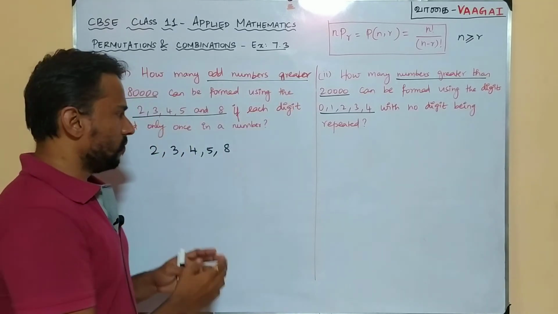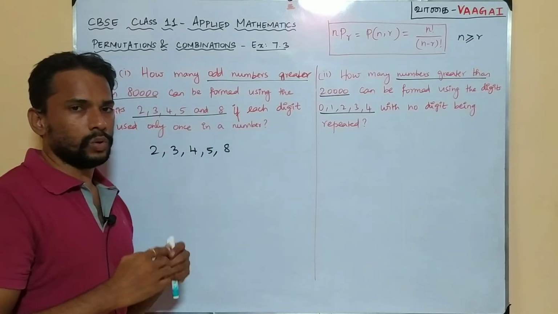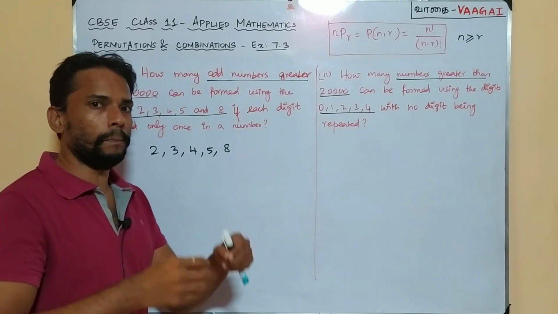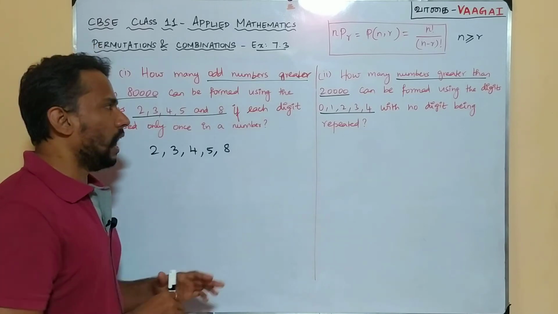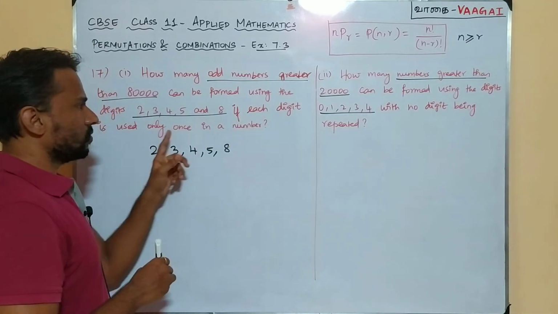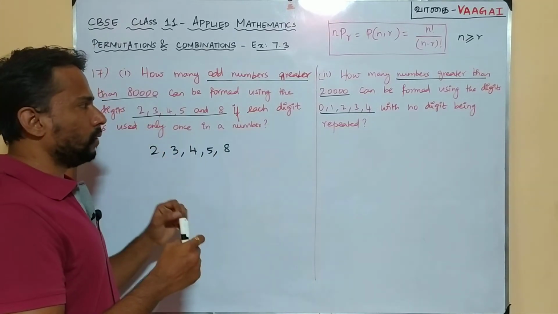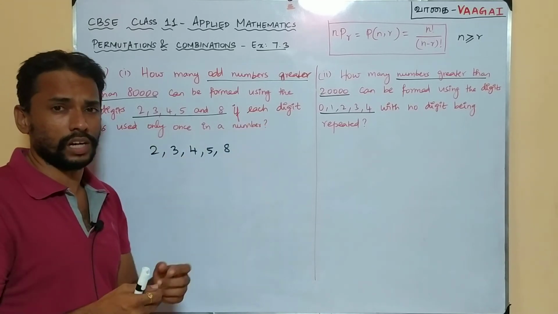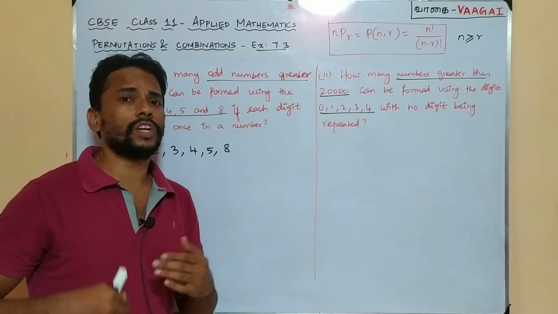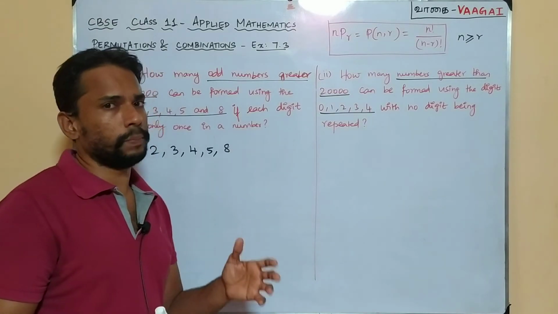So we have got 5 digits here, and using these digits we need to form numbers which are greater than 80,000. And see the last part of the question, we are asked to form numbers in such a way that each digit is used only once in a number. That means what? The repetition of digits is not allowed. We cannot repeat the digits, okay.